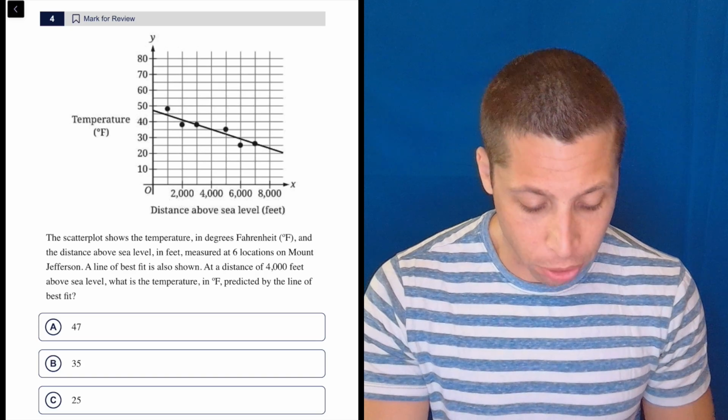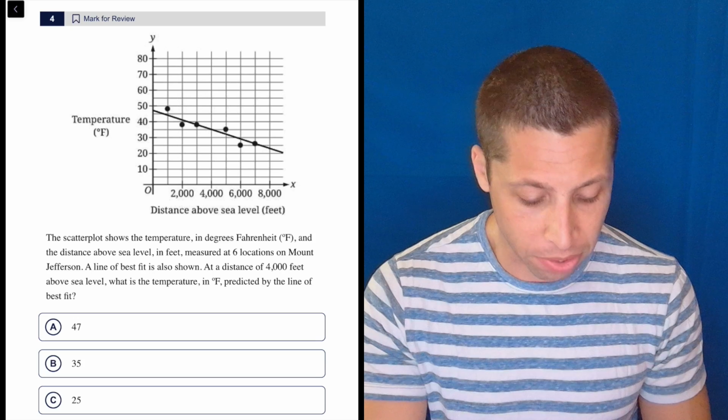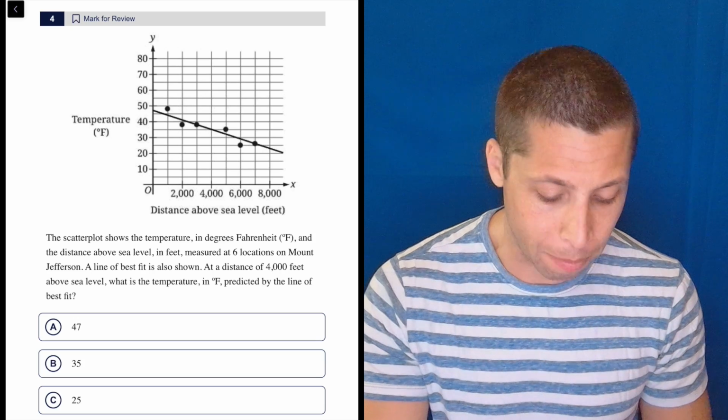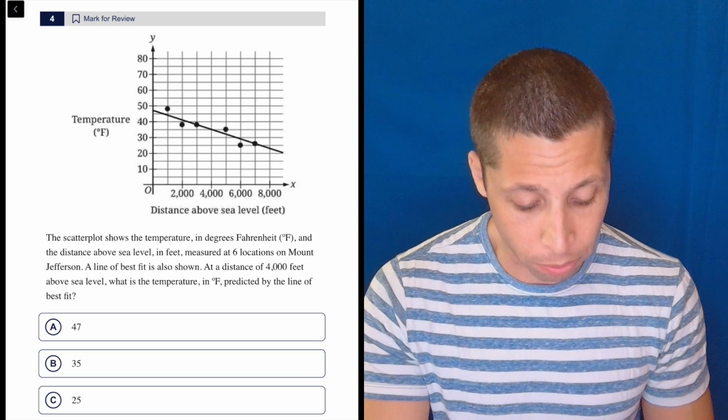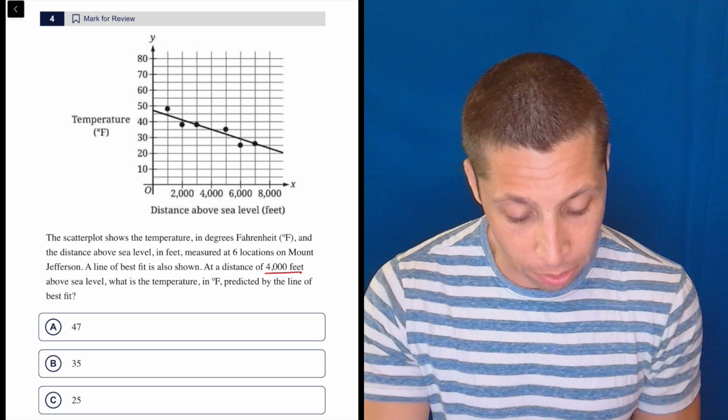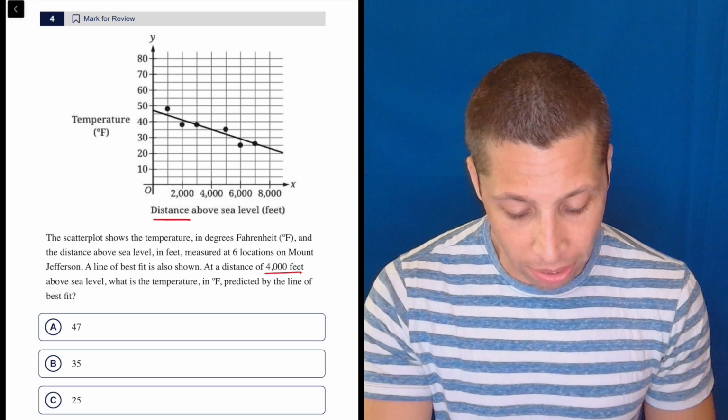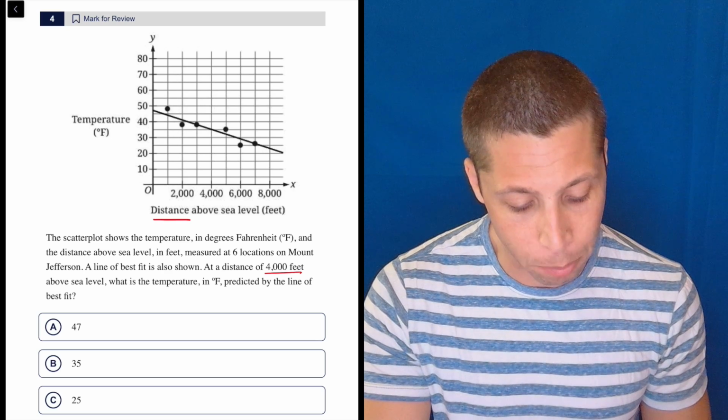The scatter plot above shows the temperature in degrees Fahrenheit and the distance above sea level in feet measured at 6 locations on Mount Jefferson. A line of best fit is also shown. At a distance of 4,000 feet, so they give us the distance above sea level, what is the temperature in degrees Fahrenheit predicted by the line of best fit?